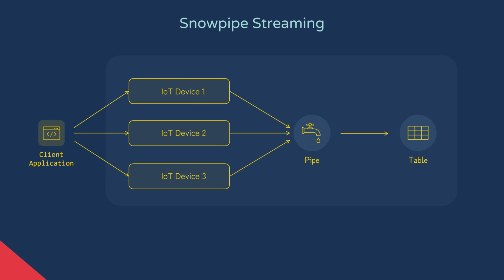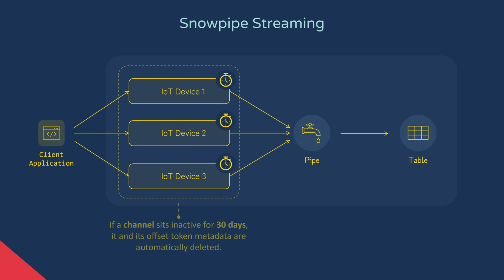Okay, and one last thing to mention about channels. They're designed to be long-lived. You should keep them open and reuse them across client restarts because that's where the offset token state lives. If a channel sits inactive for 30 days, it and its offset token metadata are automatically deleted.